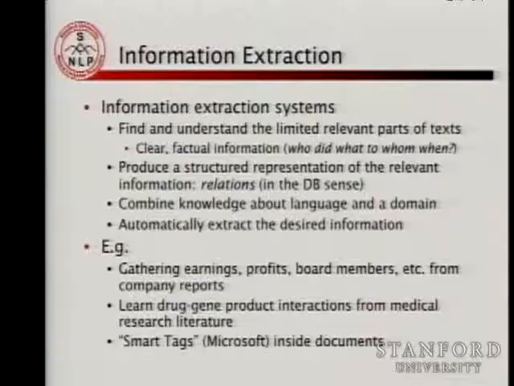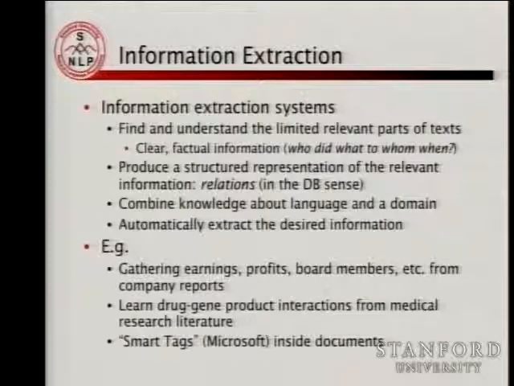Okay. So this is the space of information extraction systems. The goal of information extraction systems is to say we're not going to try and do full natural language understanding. Instead we have a simple information need, which you can think of as a database record, or as an attribute value. You've got several attributes for which you want to find values.